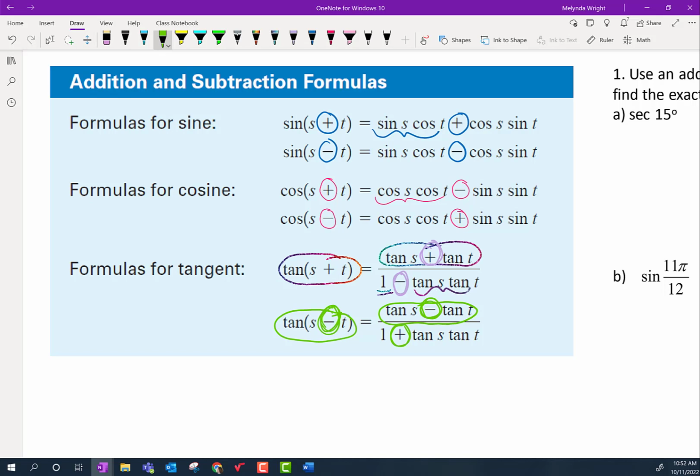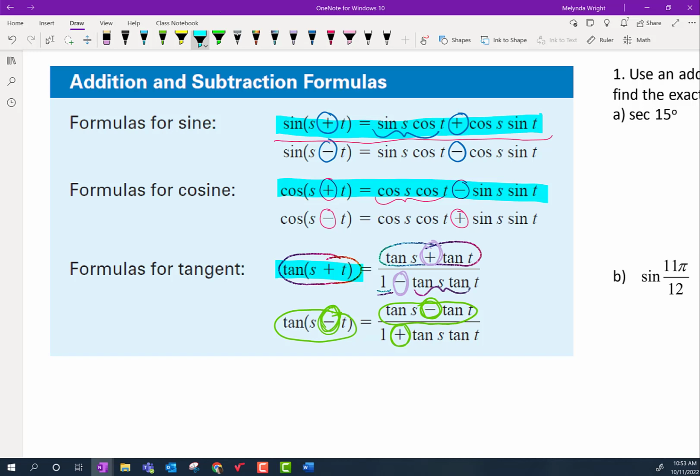Now, you can get away without remembering the tangent formula if you wanted to. What you could do is literally take sine, so we could put this in the numerator, and then divide by the cosine. Instead of doing tangent of s plus t directly, we could use the quotient identity and turn tangent of s plus t into sine of s plus t over cosine of s plus t. It's possible, and you're going to get the same answer regardless of which way you do it. It's just really what makes more sense to you. I just wanted you to know that you had that option.